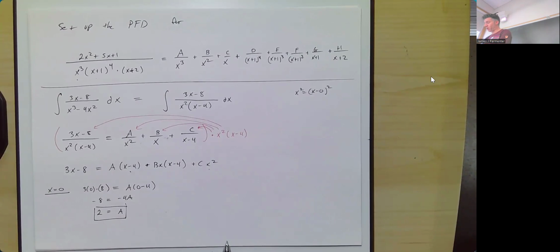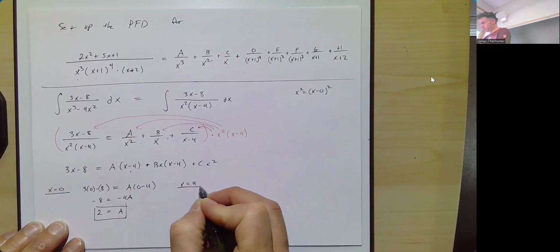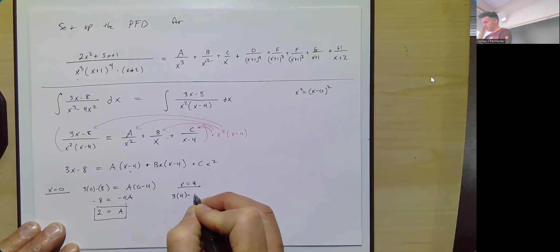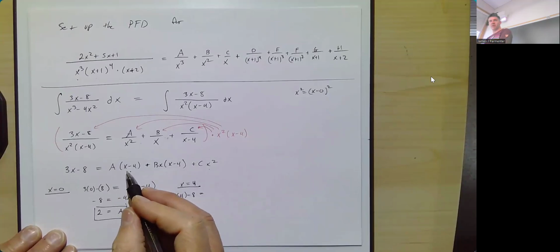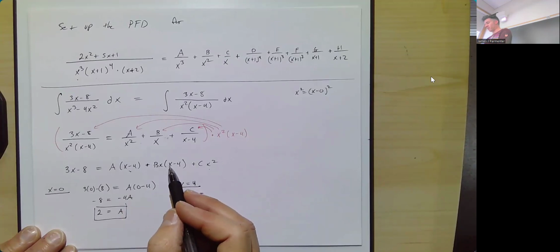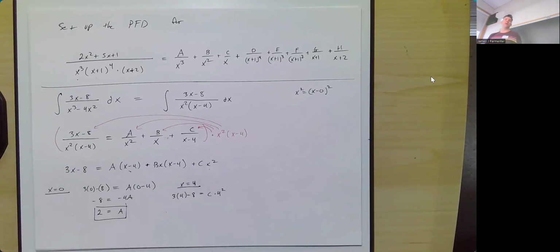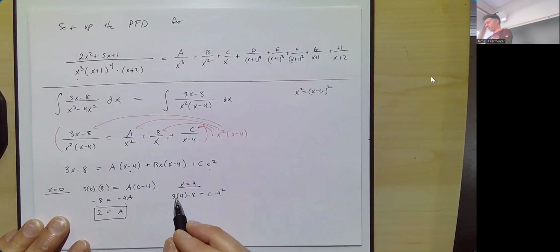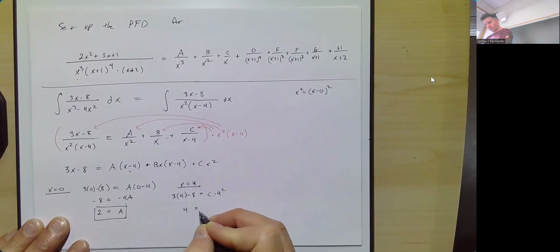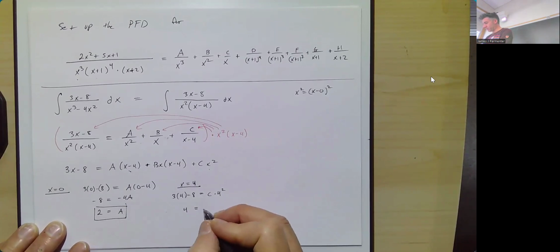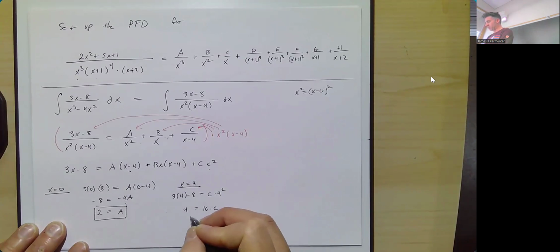Now let's use x equal to 4. Plugging in 4, on the left-hand side I have 3 times 4 minus 8. On the right-hand side I have A times 0 plus B times 4 times 0 plus C times 4 squared. You don't need to write the ones where you have a 0 as a factor. They're just going to be 0. So I have 12 minus 8, which is 4, equal to 16 times C. So C is 4 divided by 16, or 1/4.